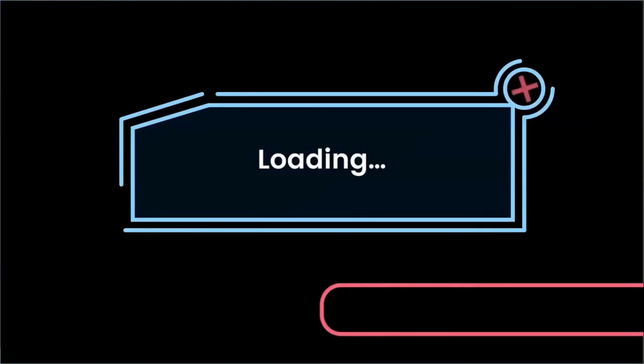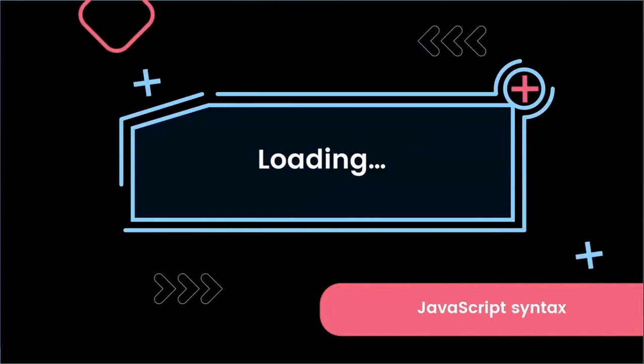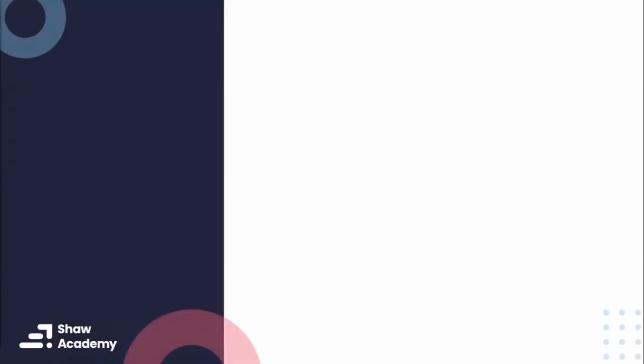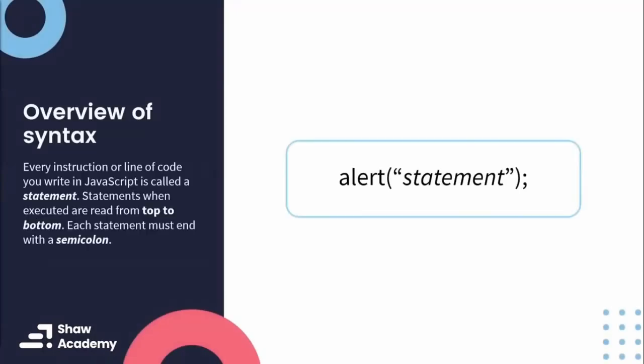Excellent. Now let's move on to our next topic in this lesson, which is the syntax in JavaScript. The idea here is essentially just to briefly introduce you to the syntax and how the syntax works and how we write out JavaScript code. First of all, we will have a look at the overview. Essentially, every instruction or line of code in JavaScript is known as a statement. So this alert example that we have over here is just a statement, okay? And statements are executed from the top to the bottom in your code.